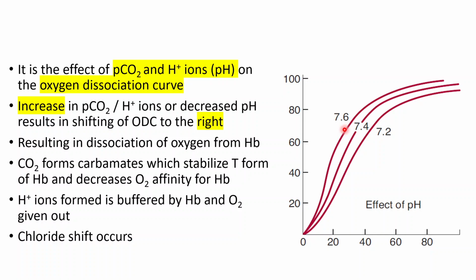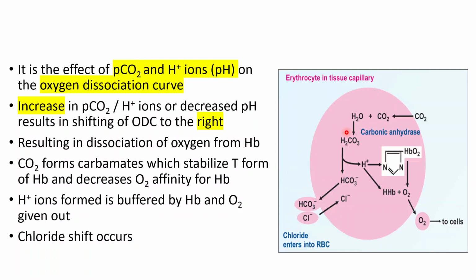This happens because firstly the oxyhemoglobin is more electronegative, so it attracts the H positive ions. Then also the carbon dioxide which is released from metabolism enters the RBC. It forms carbonic acid, and some amount of carbon dioxide also forms carbamates with hemoglobin. Carbamates stabilize the T form, or taut form, of hemoglobin, which we had seen in the earlier lecture. So that decreases the affinity of hemoglobin towards oxygen.